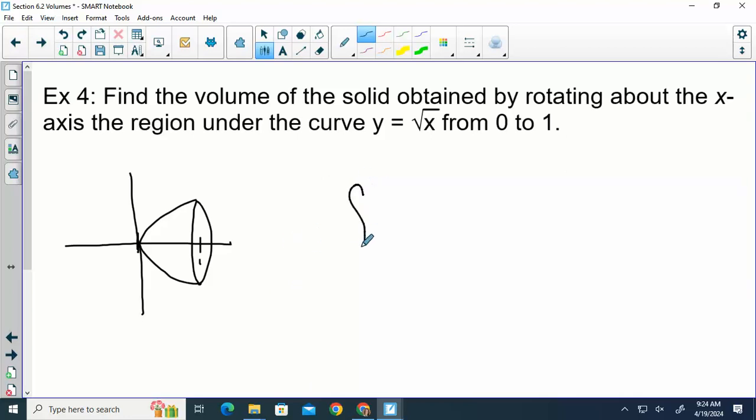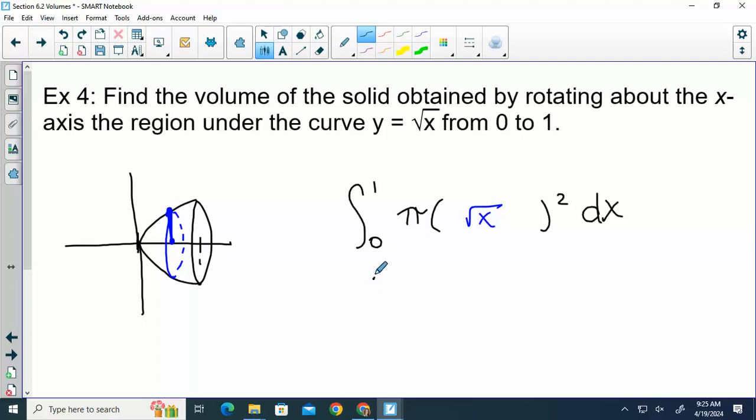We know we're going to go from 0 to 1. Area of a circle is pi times our radius squared. The radius, if you take any cross section throughout here, it's a circle. The radius is going to be the distance from the x-axis up to the curve, and the equation of our curve is square root of x. So the function is giving us our radius.